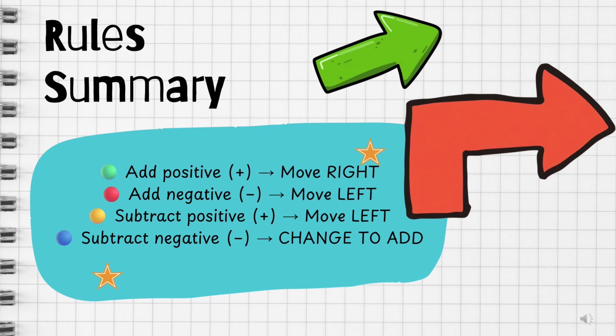Let's review our 4 important rules. If you're adding a positive number, move right. If you're adding a negative number, move left. If you're subtracting a positive number, move left. If you're subtracting a negative number, change it into adding. These 4 rules will help you solve almost every year 6 question involving negative numbers.